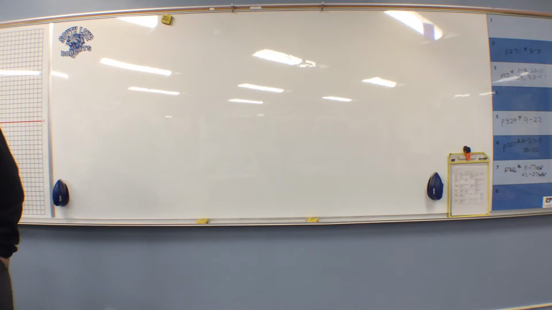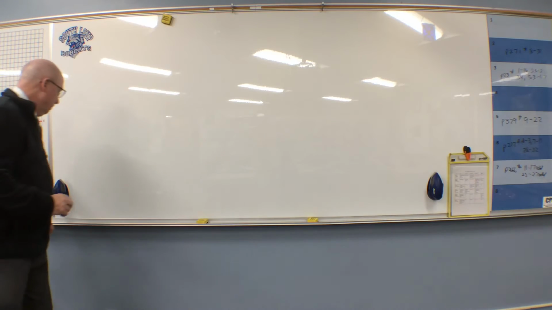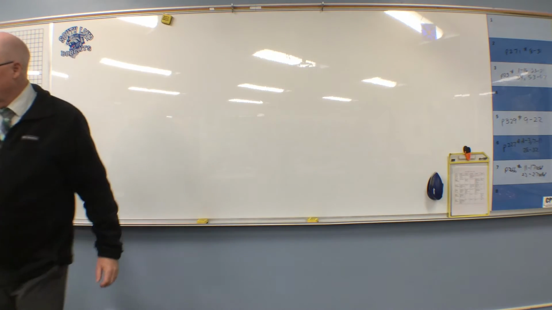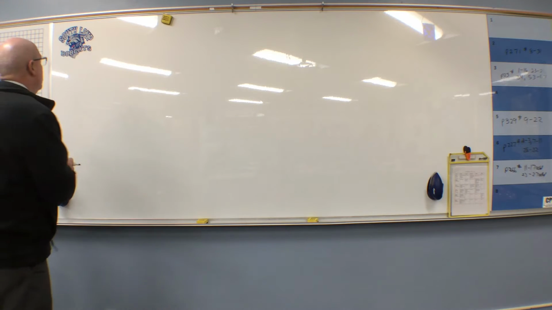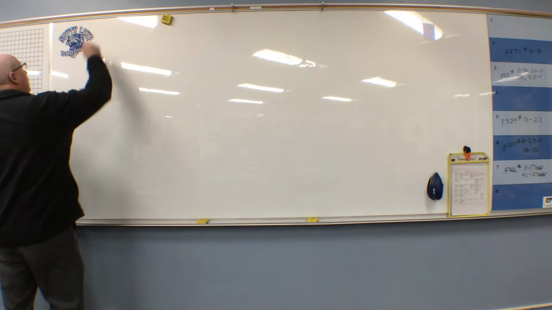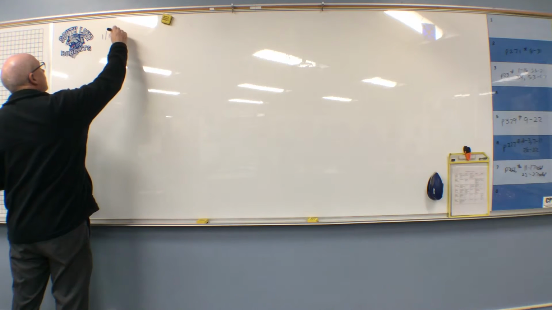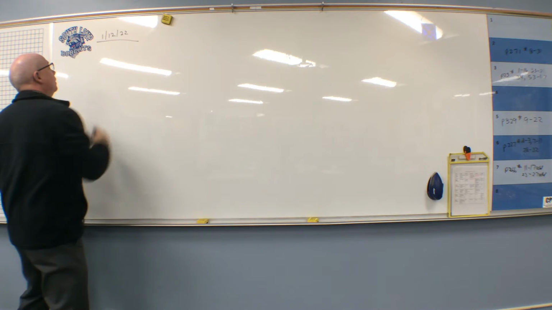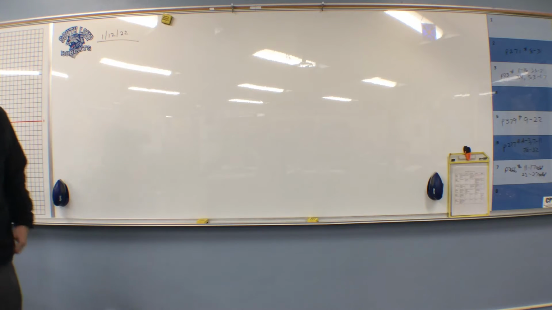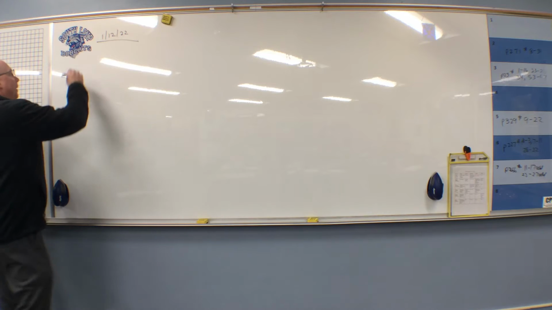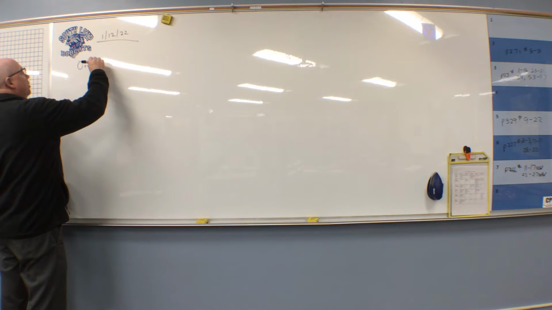Chapter 4, section 4, solving two-step equations. So if you would turn to page 230, please, and get out your notes. We're on page 230. All right, guys, I want to review something, and that is called the order of operations.